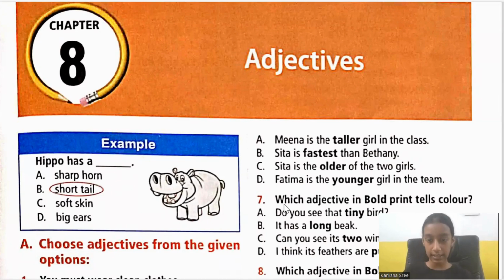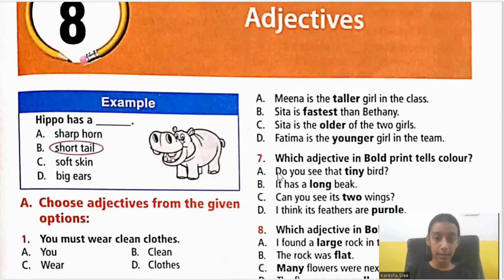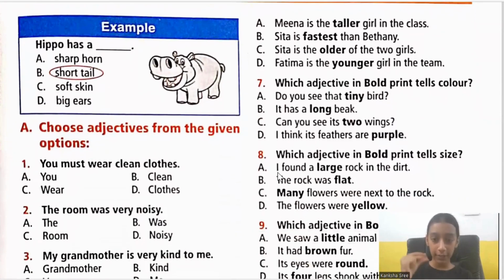So in the given example, what is the adjective, children? It is tall. Next, the container is very huge. In this, what is the adjective, children? Yes, it is huge, because what kind of a container is it? It is a huge container. So the words which describe a noun are called adjectives. I hope you understood. Without any delay, let's get into the examples.